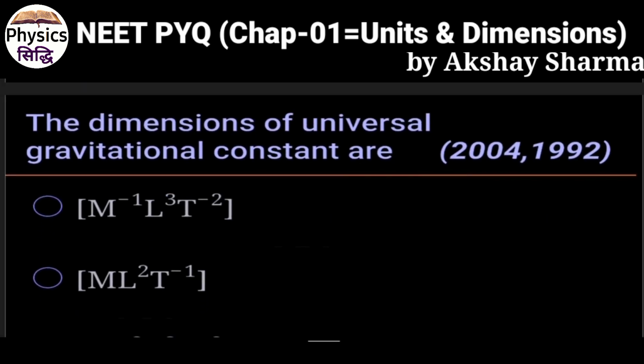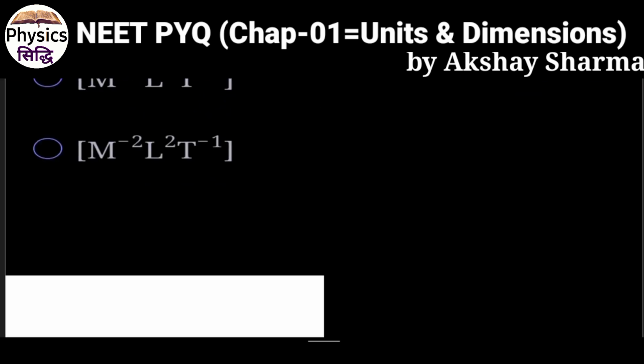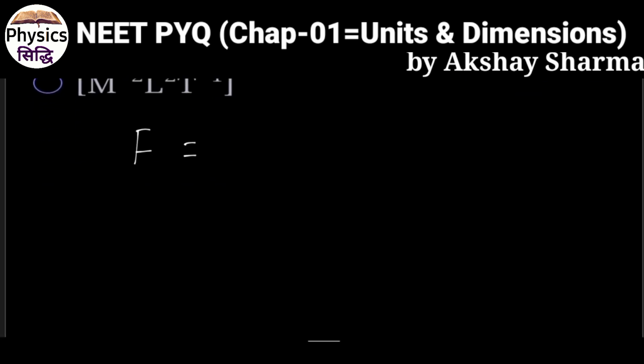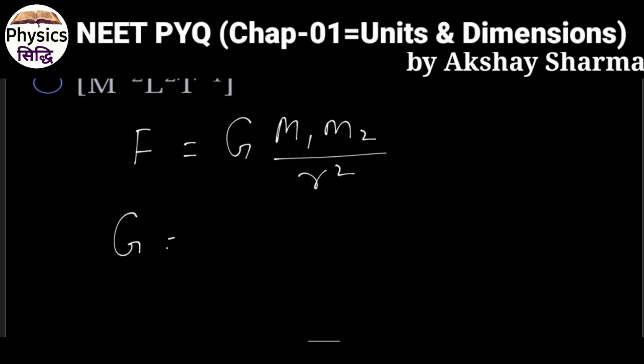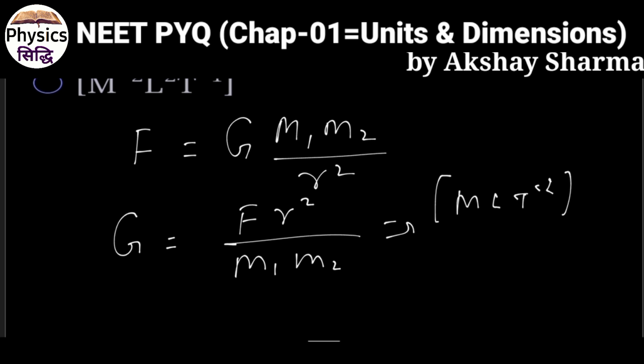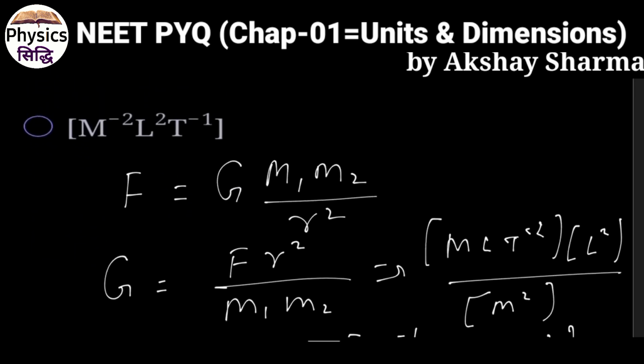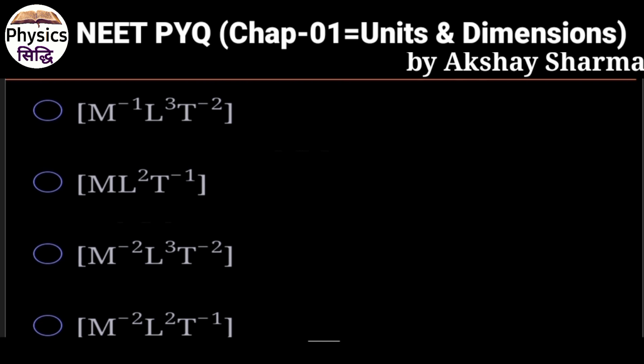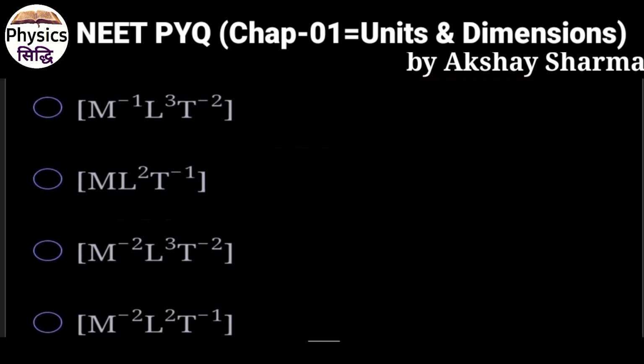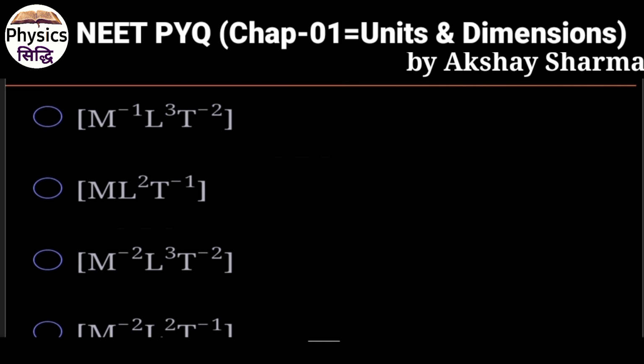So right here, the dimension of the universal gravitational constant G. It is quite simple. You are well aware that F becomes G m1 m2 upon r square, the distance between them. G becomes F r square upon m1 m2. So just put down the dimensions, M L T minus 2 for force and r is L square upon mass square. So it becomes M to the power minus 1, L to the power 3 and T to the power minus 2. It is quite simple. L to the power 3 and T to the power minus 2. Okay, so right here, option 1.